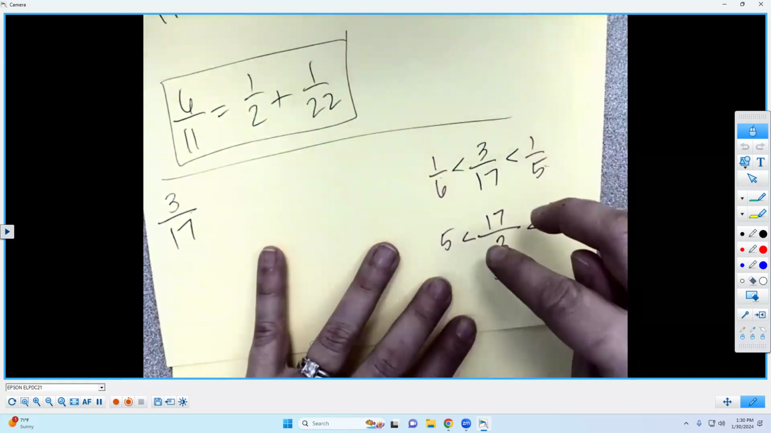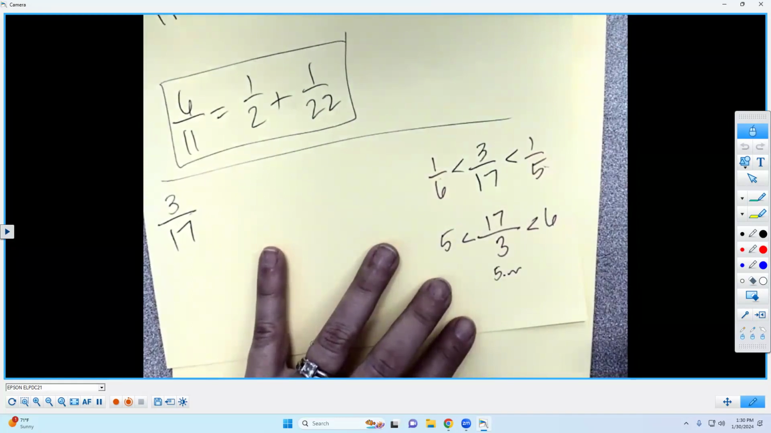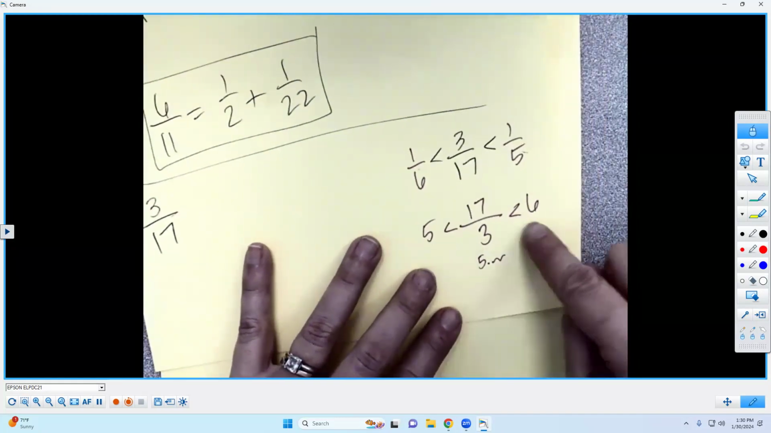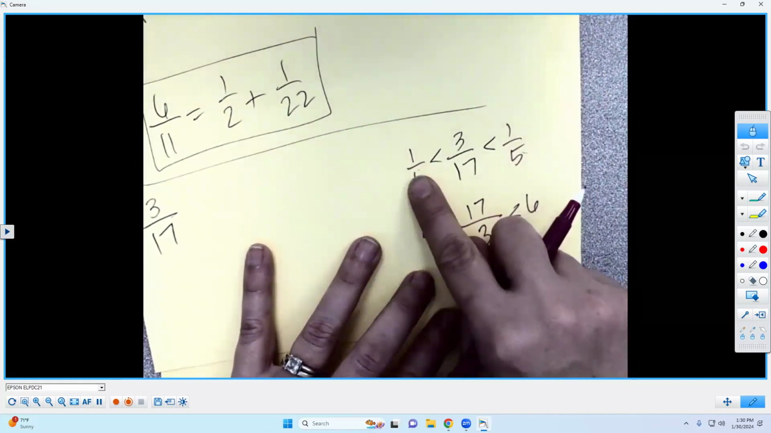Why do I have to switch them when I flip them? Any idea? 6 is bigger than 5. Is 1/6 bigger than 1/5?